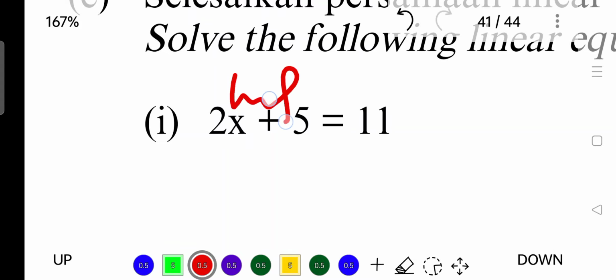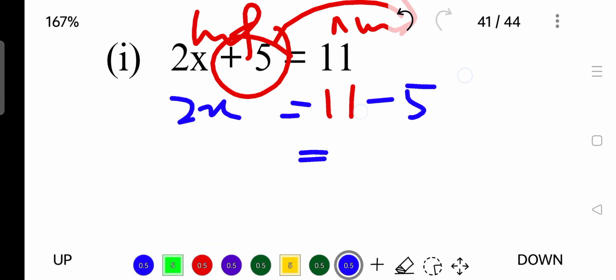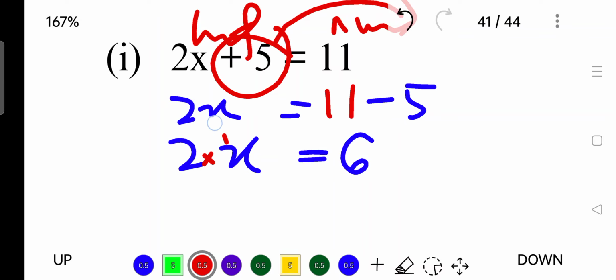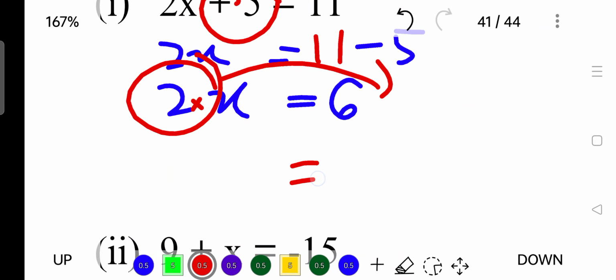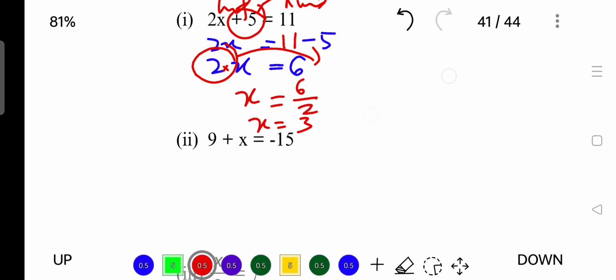As I said, I will always label first as huruf at the left and number at the right. If my 11 is correct, I just write it as it is there. And my plus 5 is at the wrong house, so I'm going to move it there. Plus will become minus 2x. I leave it first. 11 minus 5 is 6. 2x exists as husband and wife, so tied up as times. When I throw it over there, it will become divide. Alright, so x is equivalent to 3. Done.